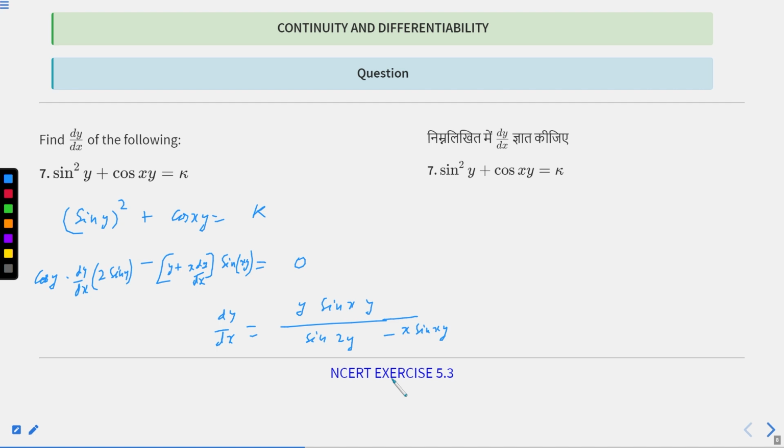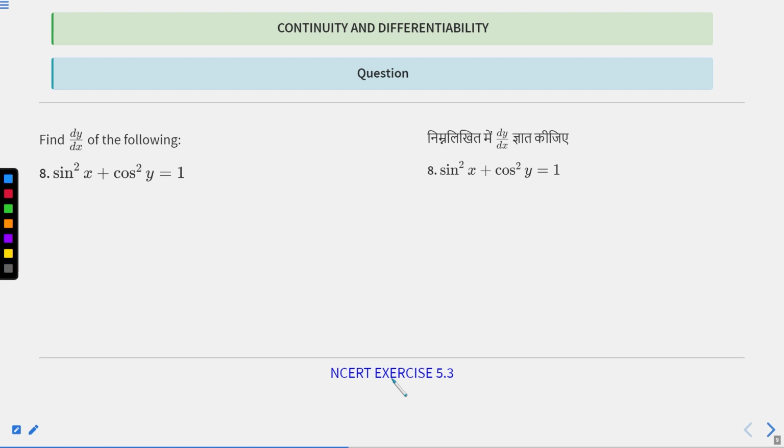So for the derivative of sine square y plus cos xy equals some constant, dy over dx is equal to y multiplied with sine xy divided by sine 2y minus x multiplied with sine xy. Simple. We used the product rule and the chain rule. These are the simple things we have used so far from problem 1 to 7. Let us move to the next problem.